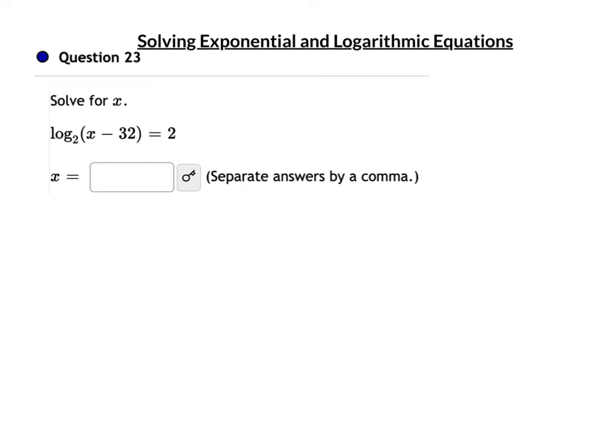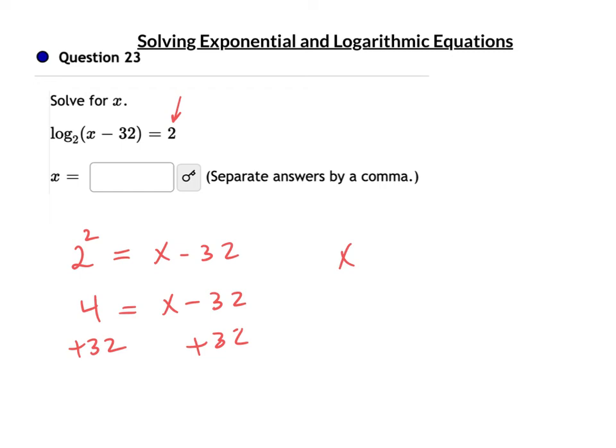Question 23 is a quick one. 2, the base, to the power of 2, the exponent, is equal to x minus 32. 4 is x minus 32. Let's add 32 to both sides, and x is 36.